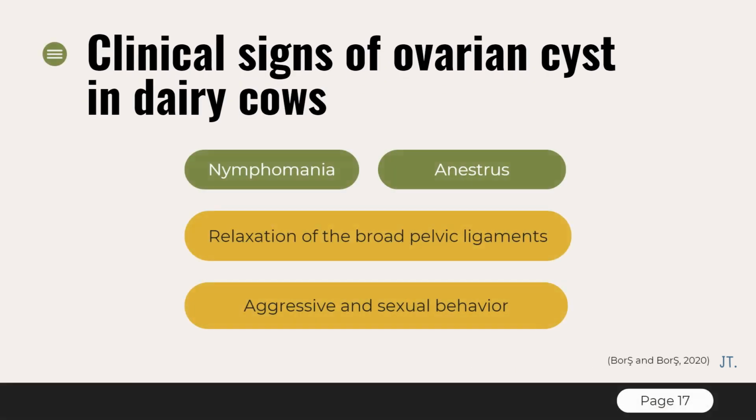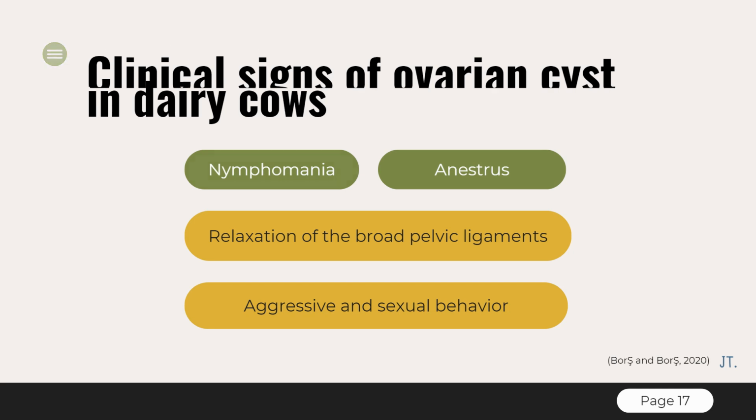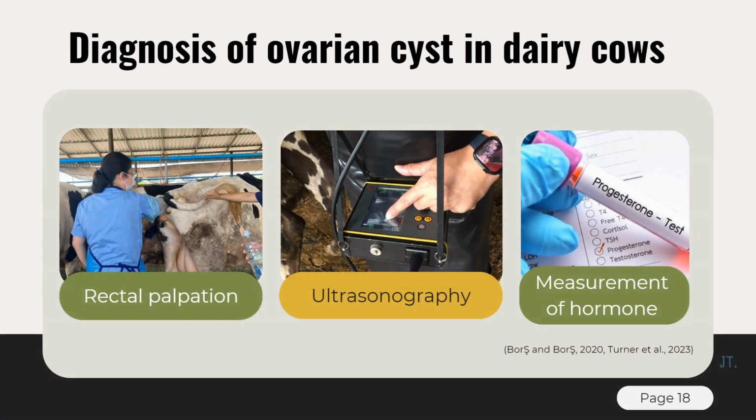Clinical signs of ovarian cyst in dairy cows are mainly associated with nymphomania and relaxation of the body ligaments, aggressive and sexual behavior. Diagnosis of ovarian cyst in dairy cows is by rectal palpation, ultrasonography, and measurement of plasma progesterone concentration to differentiate between follicular cyst and luteal cyst. The follicular cyst has progesterone less than 1 nanogram per ml, but the luteal cyst has progesterone higher than 1 nanogram per ml.